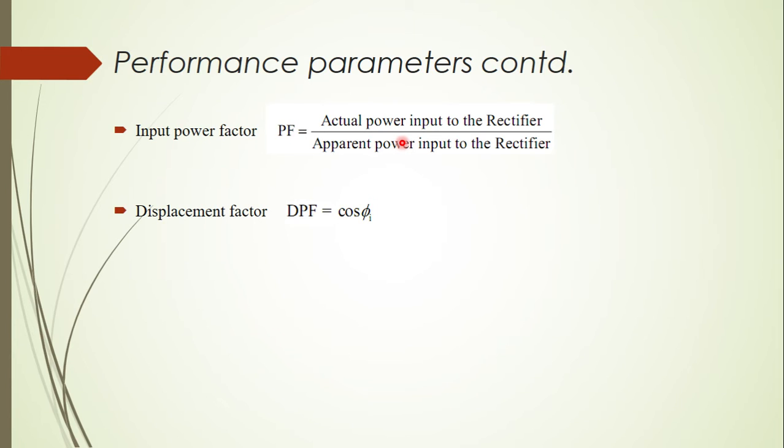And lastly you have the displacement factor, which is the cos phi. Basically the displacement factor is the angle between the fundamental component of the input current and the input voltage. So just to clear it out, the displacement factor is the angle between the fundamental component of the input current and the input voltage. So these are the few parameters which are very important in order to estimate the performance of a rectifier.